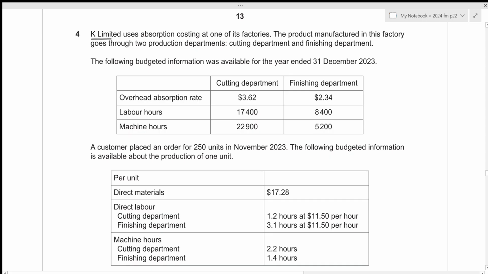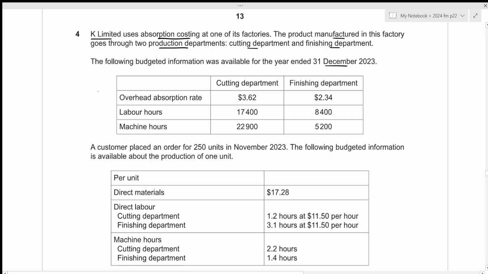K Limited uses absorption costing at one of its factories. The product manufactured in this factory goes through 2 production departments, cutting department and the finishing department. The following budgeted information was available for the year ended 31st December 2023.